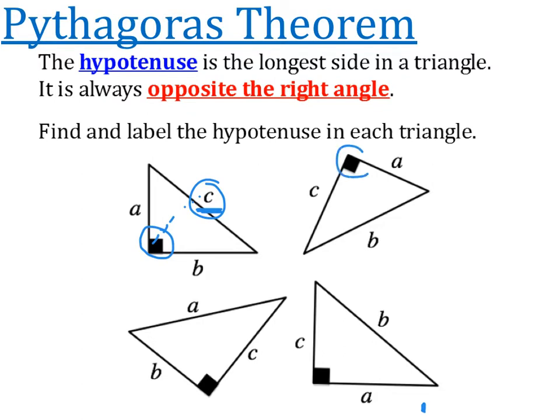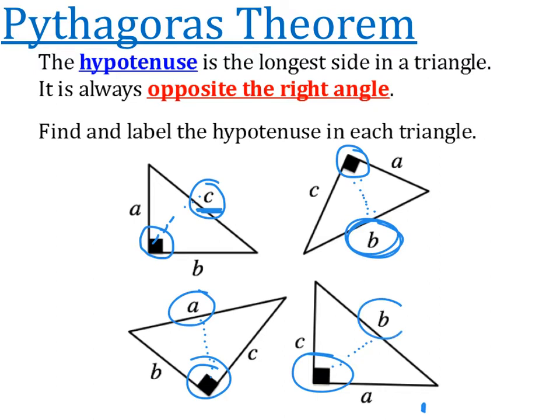If I go to this next triangle, there's the right angle. And if I go directly across, side B is the hypotenuse on this particular triangle. All right, down here, here's my right angle. Again, if I walk completely across, directly across is side A. So side A is the hypotenuse in this triangle. And down here at the bottom right-hand corner, I've got the right angle, and if I go directly across, that is going to be side B. Side B is the hypotenuse.